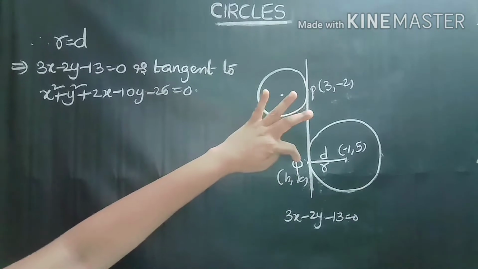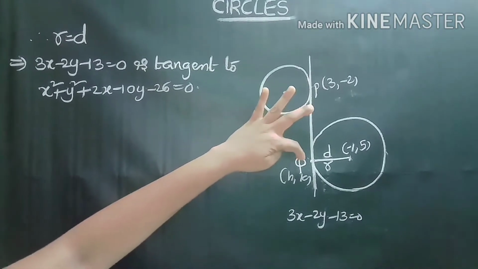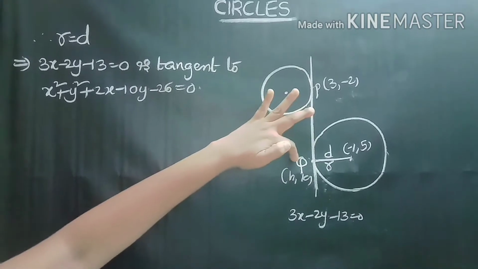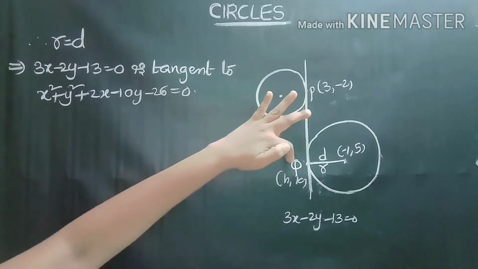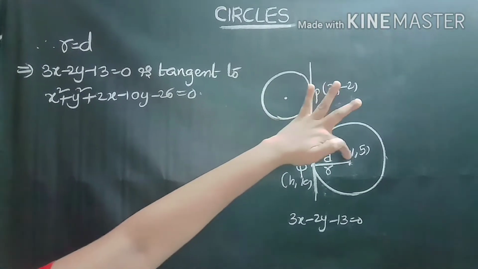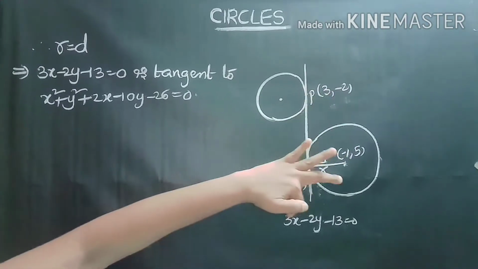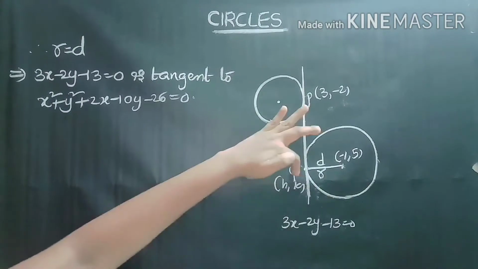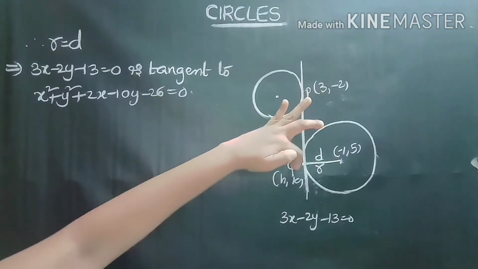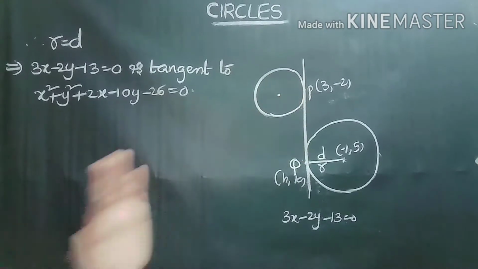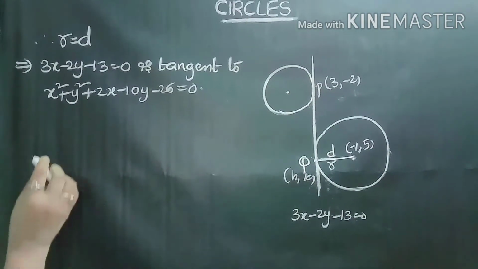We also want to find the point of contact. Let (h, k) be the point of contact. Here the point of contact is nothing but the foot of the perpendicular drawn from (-1, 5) to the line 3x - 2y - 13 = 0. This is the foot of the perpendicular, so we are finding the foot of the perpendicular to get the point of contact.